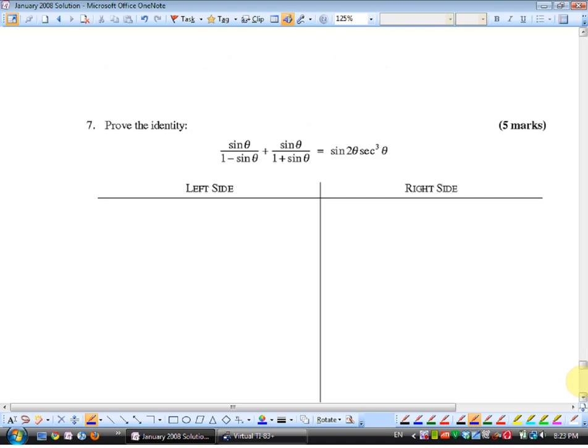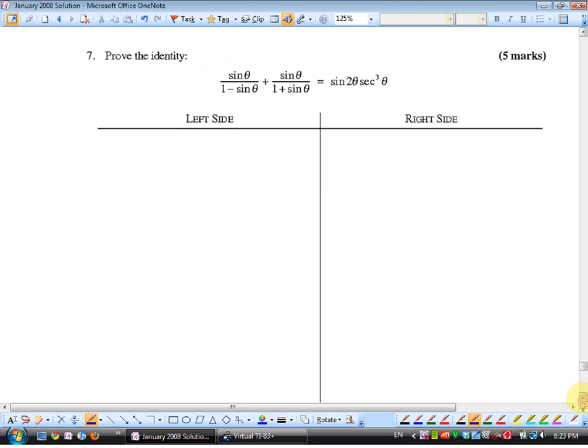Last question, the identity. Ugh, there's a cubed. I'm not going to let it freak me out. Now, I am noticing both sides are ugly. I'm pretty sure I'm going to end up working on both sides. I'm seeing binomial denominators, maybe conjugate, I don't know. I'm going to tackle the right-hand side first, because sine 2 theta is one of those, I'll say, no-brainer substitutions. What I mean by that is you always want to substitute sine of 2 theta.